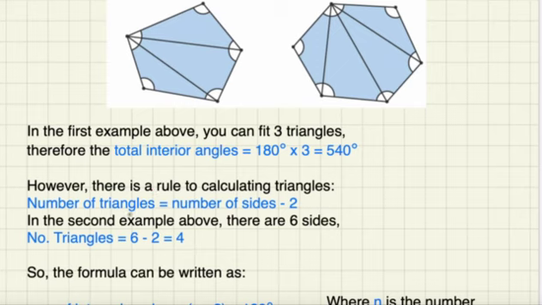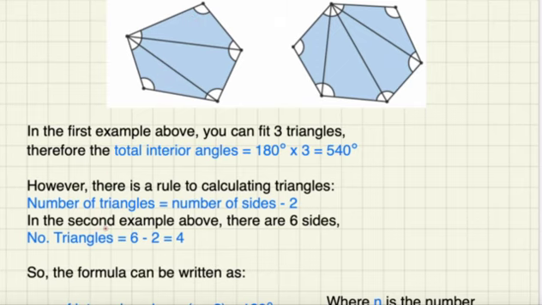So the number of triangles that you find in a polygon equals the number of sides that you find on the shape minus 2. So here, this is the number of sides: 1, 2, 3, 4, 5 sides. So 5 minus 2 equals 3. And look, these are the 3 triangles that we find.